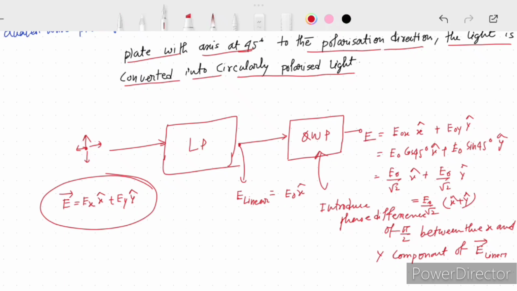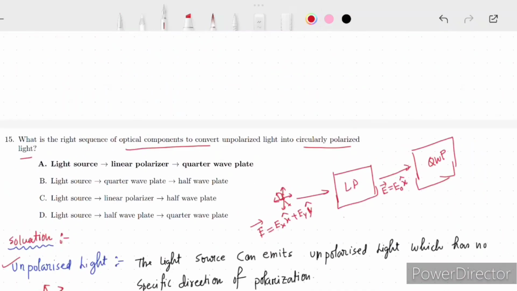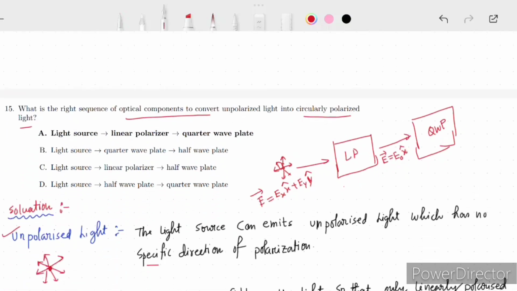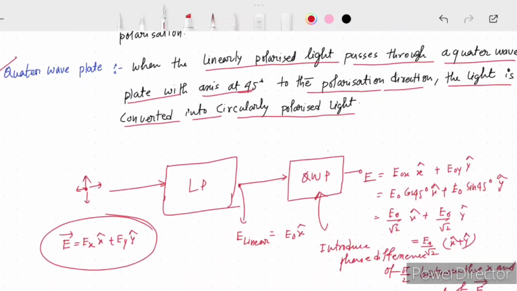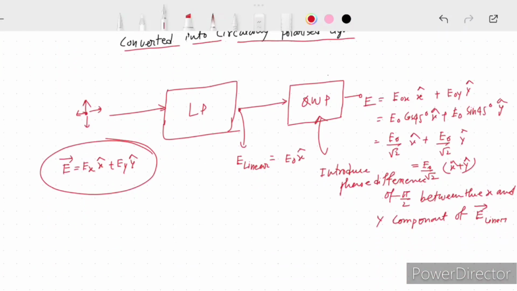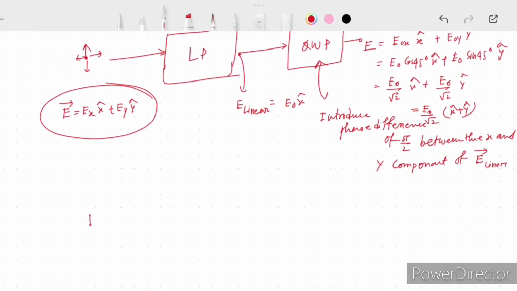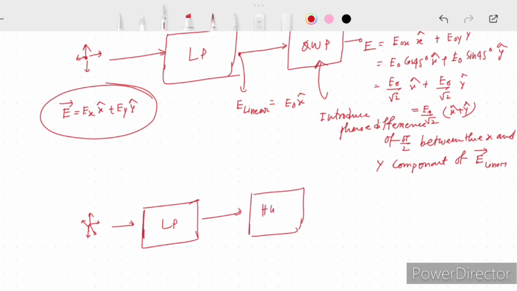So for production of circularly polarized light, the right sequence is unpolarized light source, then linear polarizer, and quarter wave plate. What if this happened instead: unpolarized light source, then linear polarizer, and there is a half wave plate. Okay, there is a half wave plate.